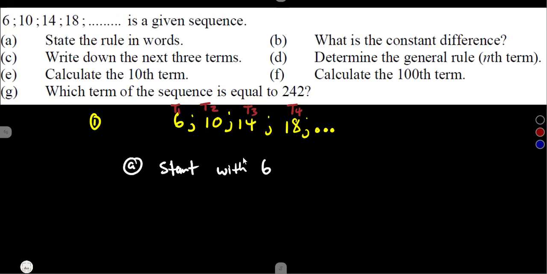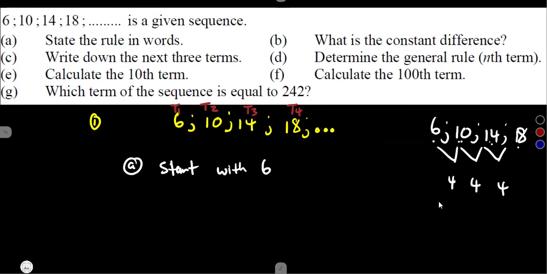But what is happening from 6 to 10, from 10 to 14, from 14 to 18? There is a constant difference if we check properly between these numbers. 10 minus 6, there's a difference of 4. 14 minus 10, there's a difference of 4. 18 minus 14, there's a difference of 4. You can even see by just looking at the numbers that there's a difference of 4.